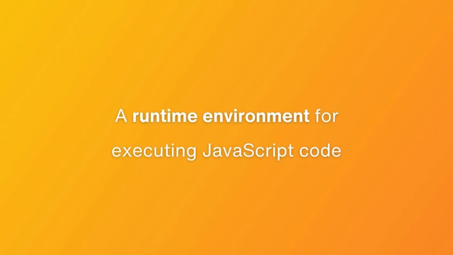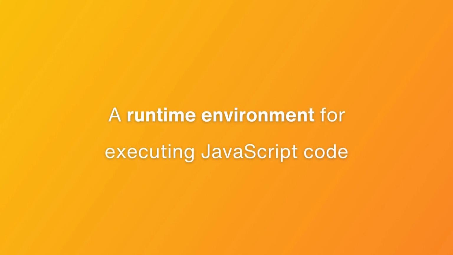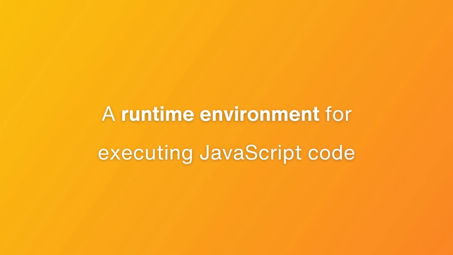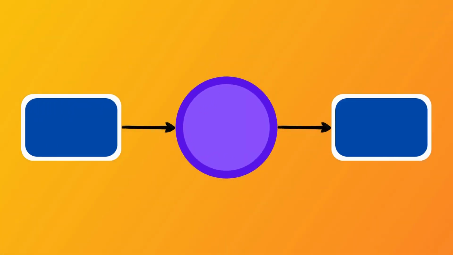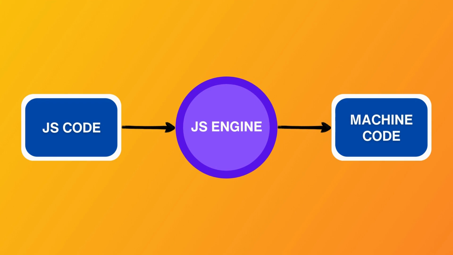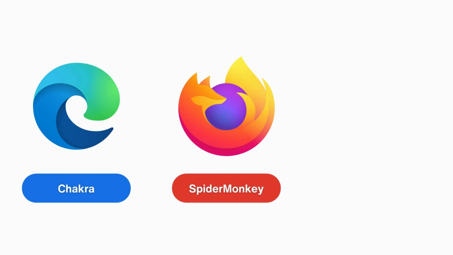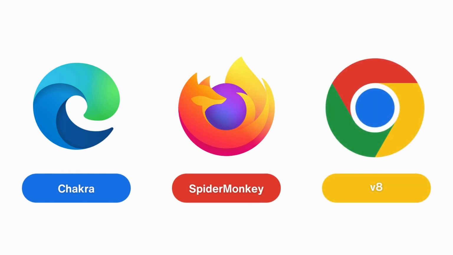In the last video, we learned that Node is a runtime environment for executing JavaScript code. But what is a runtime environment really? Well, before Node, we used JavaScript only to build applications that run inside of a browser. So every browser out there has what we call a JavaScript engine that takes JavaScript code and converts it to a code that a computer can understand. For example, Microsoft Edge uses Chakra, Firefox uses SpiderMonkey, and Chrome uses V8.